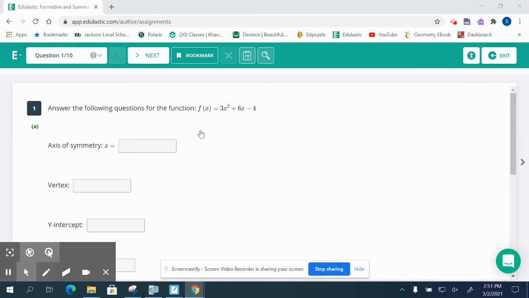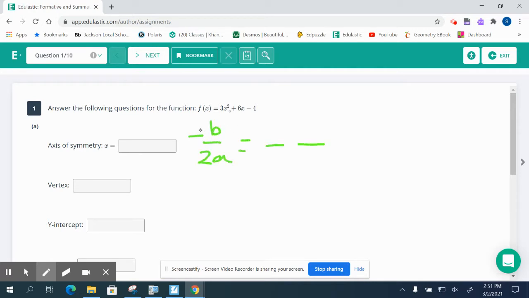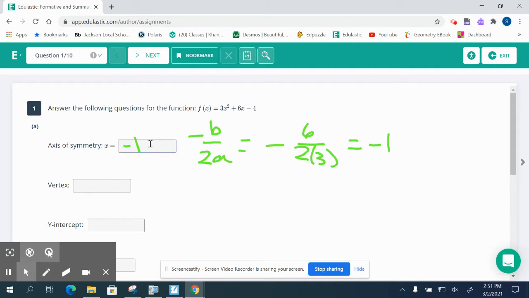For question 1, the axis of symmetry, whenever you're doing that, you use negative b over 2a. So for us, we would have negative b is 6, over 2 times a, which is 3. If you simplify this, you get negative 1. So negative 1 is what you put here. Actually, I'm just going to type it in.